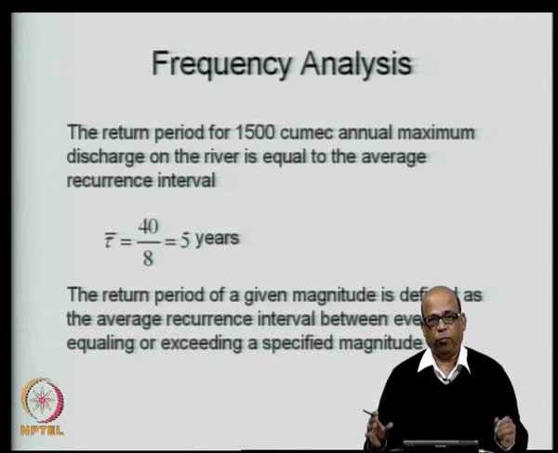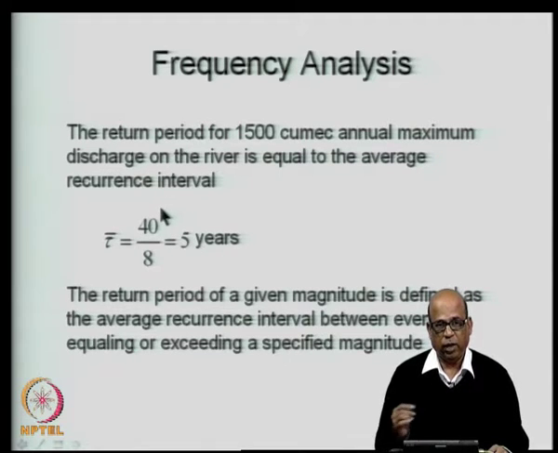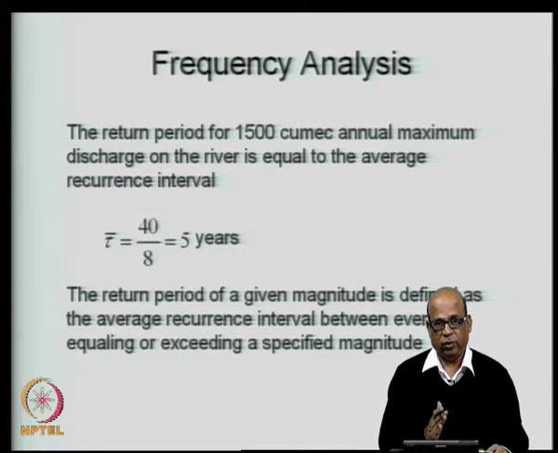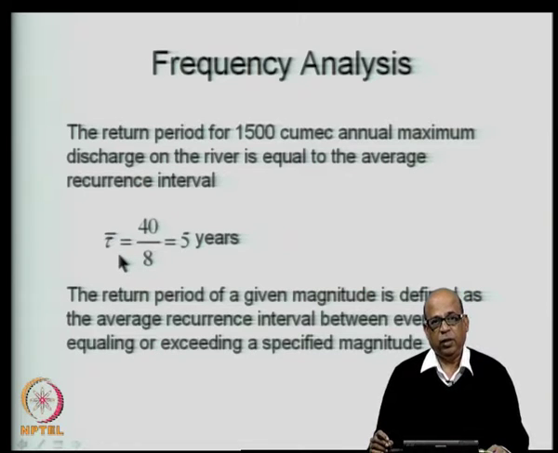So, in the record of 45 years, the average recurrence interval turns out to be 5 years, and this 40 that we have used is the number of years between the first occurrence and the last occurrence. So, after the first occurrence has been noticed, we start counting the recurrence intervals. This average recurrence interval is in fact the return period of that particular event.